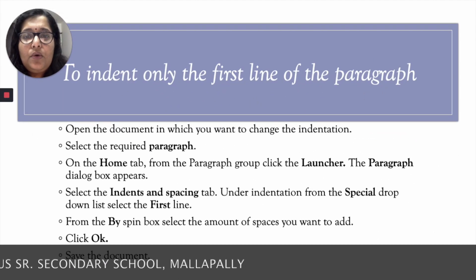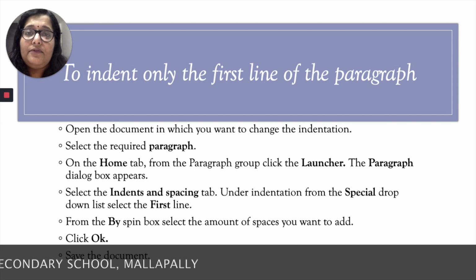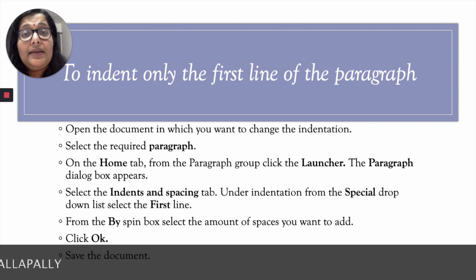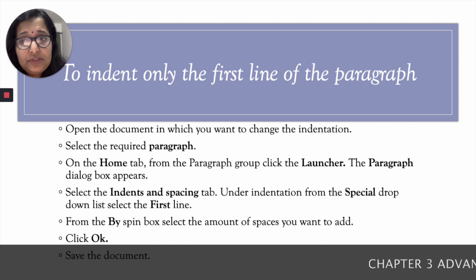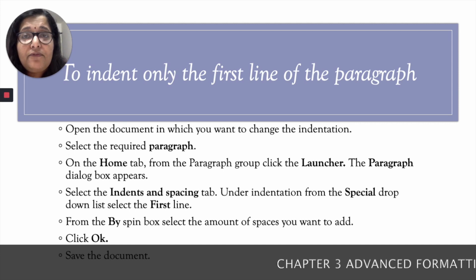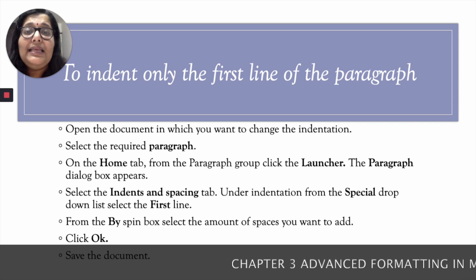To indent only the first line of the paragraph. We already discussed that. If you want to indent, you can do it in two ways. That is, you can either indent the whole paragraph or you can indent only the starting of the paragraph. Open the document in which you want to change the indentation. Select the required paragraph. On the Home tab, from the paragraph group, click the Launcher.